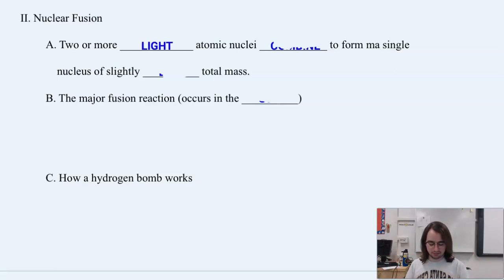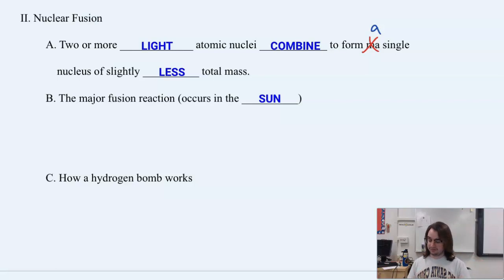So two or more light atomic nuclei combine to form a single nucleus of slightly less mass. In this situation, this is actually something that we experience daily because it's the reason why we have a sun. All stars in the universe conduct nuclear fusion.